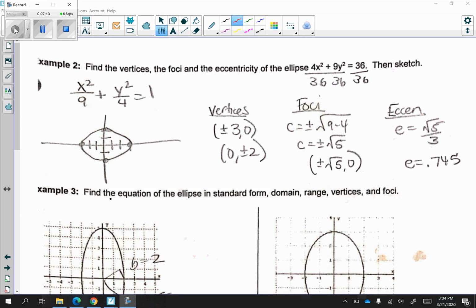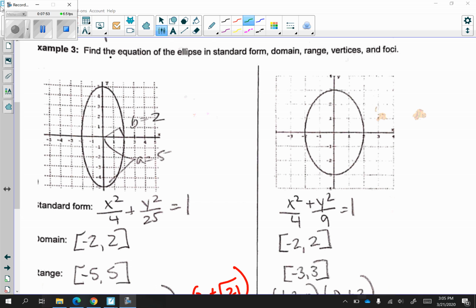To recap, we divided by 36 in order to equal 1. x squared over 9 plus y squared over 4 is equal to 1. This has a major axis on the x-axis because 9 is greater than 4. My vertices are plus or minus 3, comma 0 and 0, comma plus or minus 2. My foci is the square root of 9 minus 4, which gives you the square root of 5. Again, because my major axis is on the x, it would be approximately here and here, the foci. And my eccentricity is my c value divided by the a value, which is 3, radical 5 over 3.